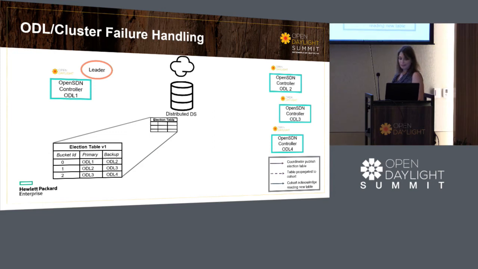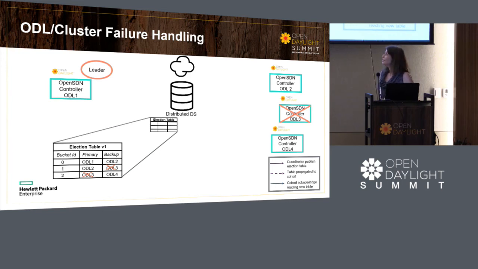Now we can see what happens in the case of controller failure. So controller number 3 fails. The immediate fast failover phase is that each of the other controllers marks ODL 3 as inactive in its own copy of the table. Now, if a controller needs to access the owner of bucket number 2, it will understand it's ODL 4. The fast failover can last for a while, but we need to prepare for the next failure.